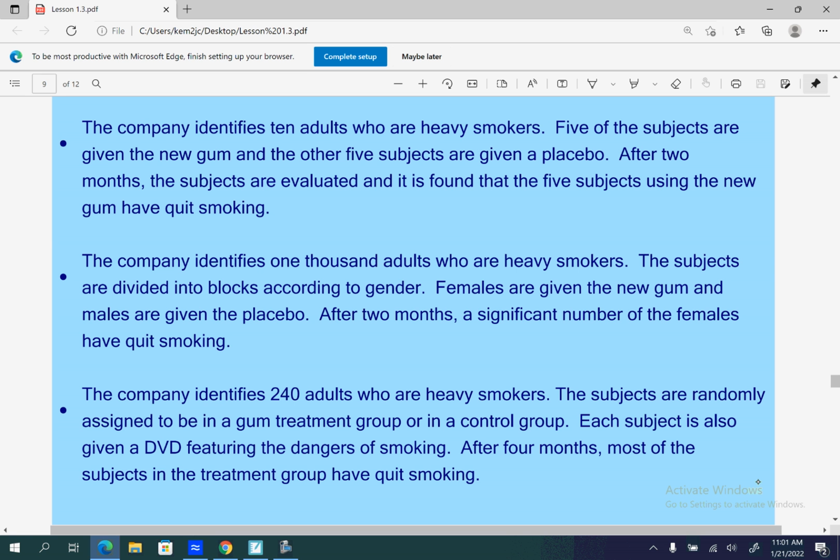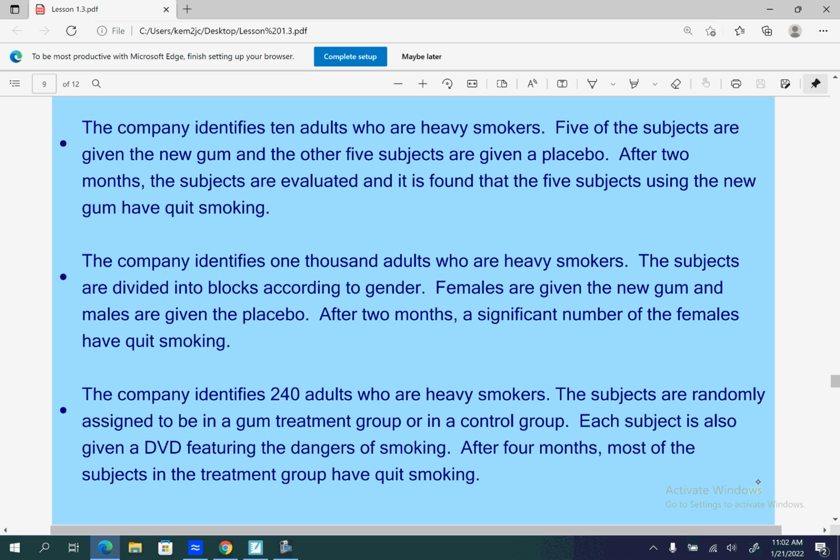Good. So they divide them into blocks, male, female, and then what should happen in each of those blocks? Go ahead. They should be divided among the control group and the treatment group. Perfect. So like half the males, however they decide, should receive the control, the non-working gum, the placebo, and then the other half should receive the gum that they're testing out.